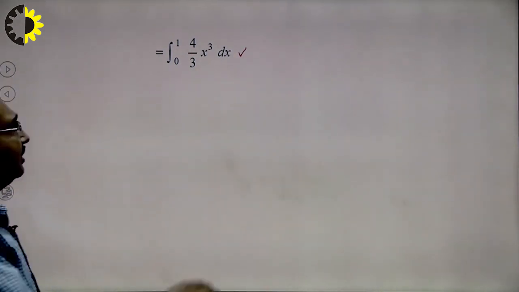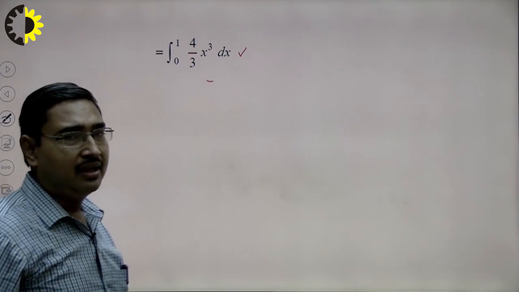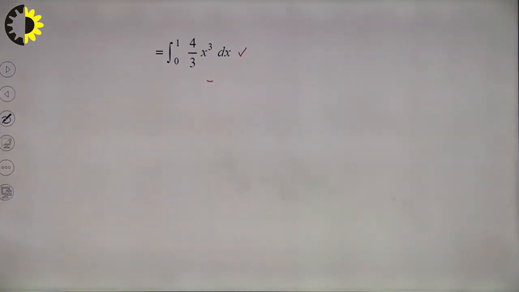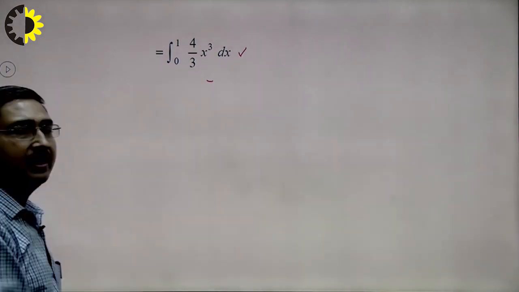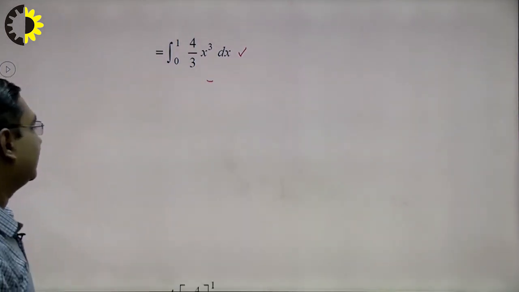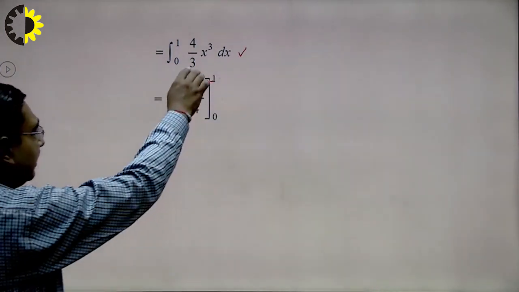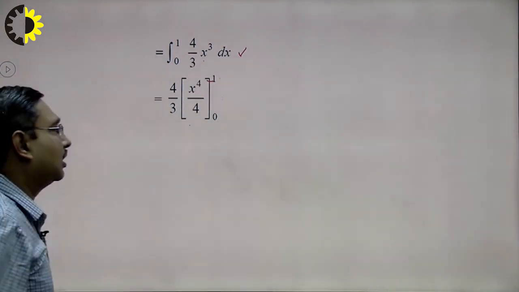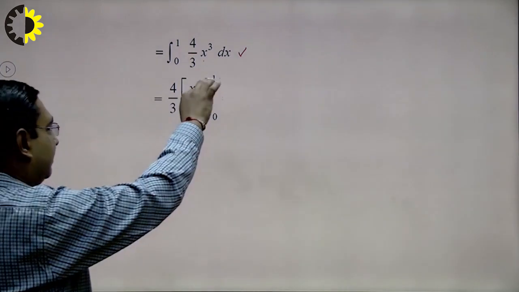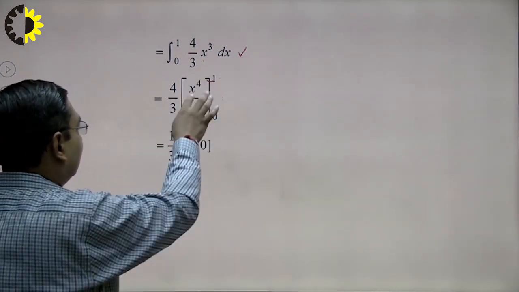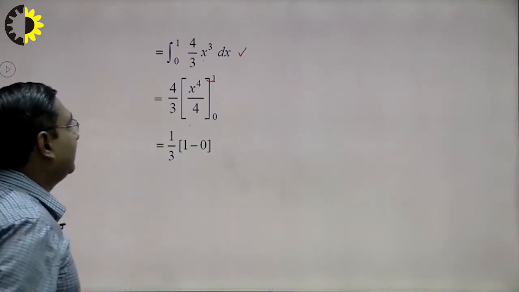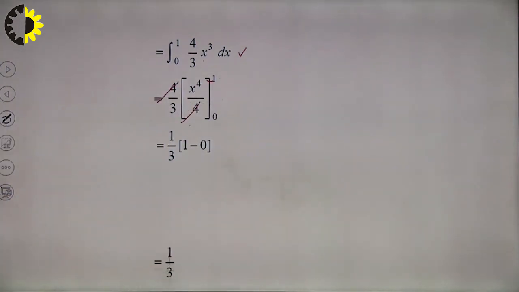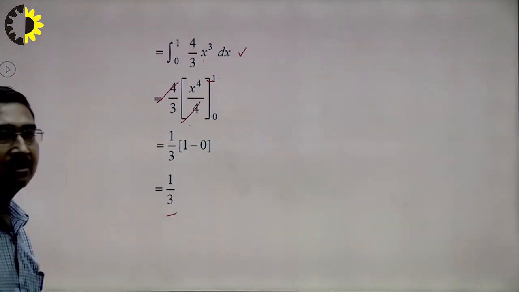Now, we can see that it is a very simple definite integral which we have evaluated many times in earlier classes. So, it can be integrated directly using the formula for x raised to the power n. Integrating x raised to the power 3 gives x raised to the power 4 upon 4. Applying limits, I obtained 1 minus 0, because this 4 cancels out, and the value of the integral is 1 upon 3.